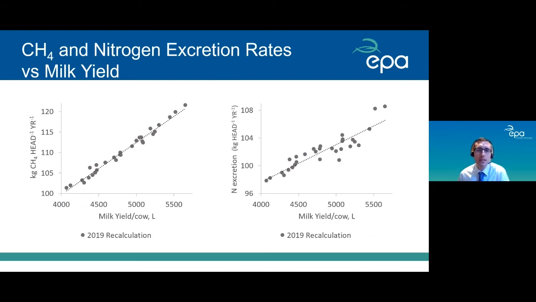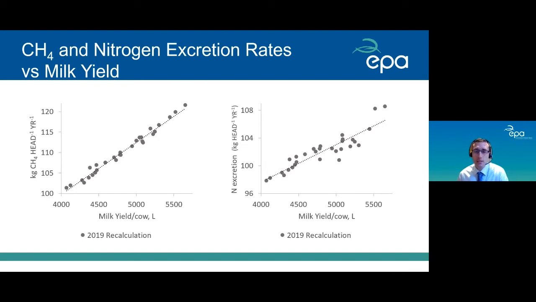Here we see on the left methane, and on the right nitrogen excretion rates, expressed relative to milk yield per cow. So there's a strong correlation between emissions and milk yield, and this is understandable considering emissions are a byproduct of the metabolic processes in the cow that are required to produce the milk. So for every unit of milk that you produce, there will be byproducts in that process. And with these methodologies, we're able to capture things that affect that, such as the increased feed intake in recent years.